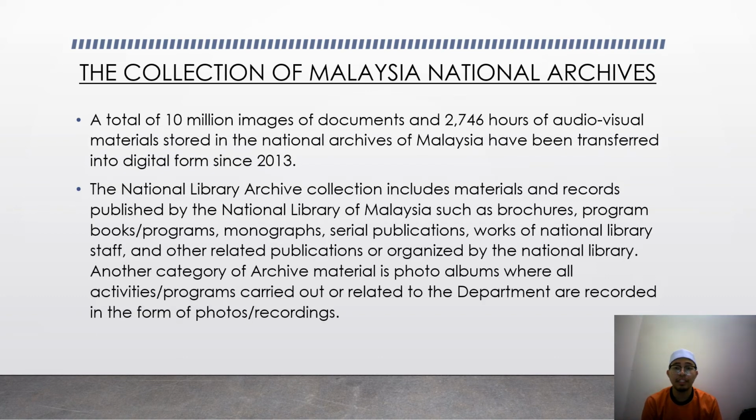Next, the collection of the Malaysia National Archives. A total of 10 million images of documents and 2,746 hours of audiovisual materials stored in the National Archives of Malaysia have been transferred into digital form since 2013. The National Library Archives collection includes materials and records published by the National Library of Malaysia, such as brochures, program books, monographs, serial publications, works of National Library staff, and other related publications organized by the National Library. Another category of archive material is photo albums, where all active programs carried out by or related to the department are recorded in the form of photo recordings.